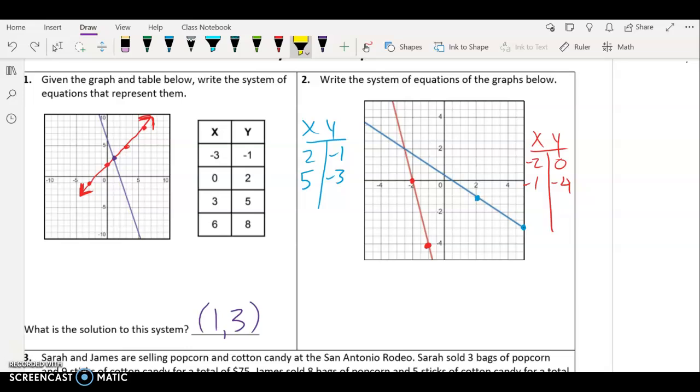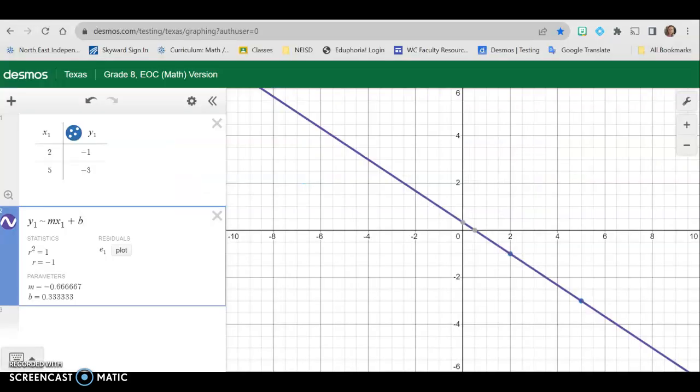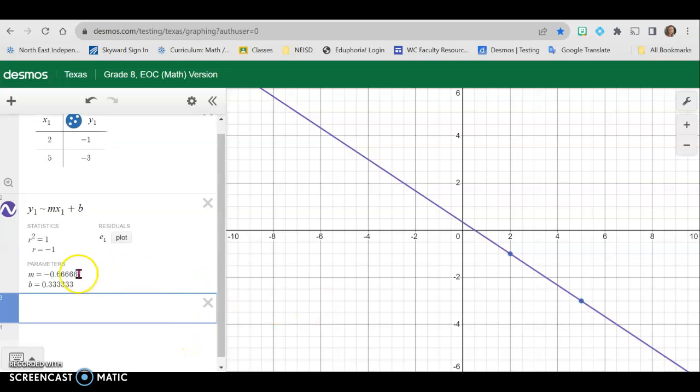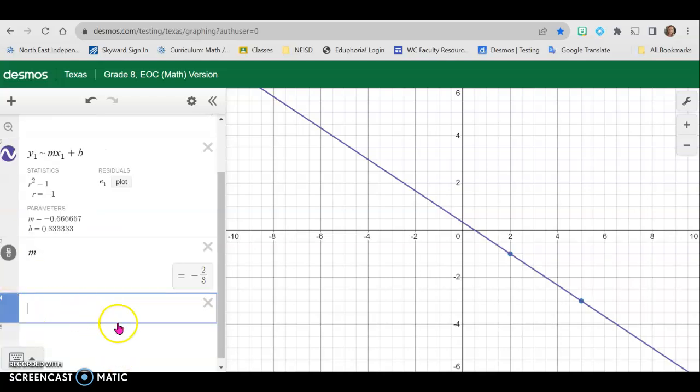etc. I also did the red line and put 2 points in a table, and we can put these tables into Desmos. So let's remember what Desmos looks like. I put in the first 2 points in a table. Remember, we hit the plus sign to make a table. And if for some reason we get fractions, remember, you can make a new line. If I want the m, the slope, and I want to know what it is as a fraction, type the letter m and hit the fraction button. And I will do the same thing for the y-intercept.